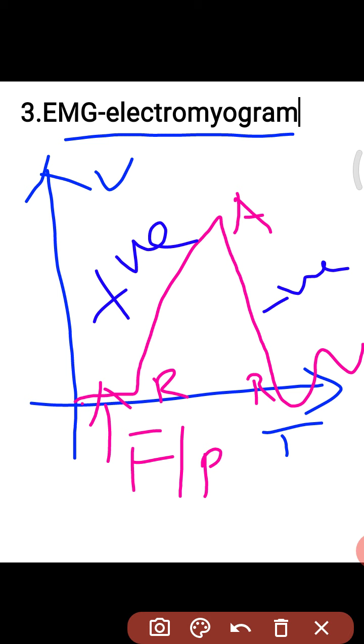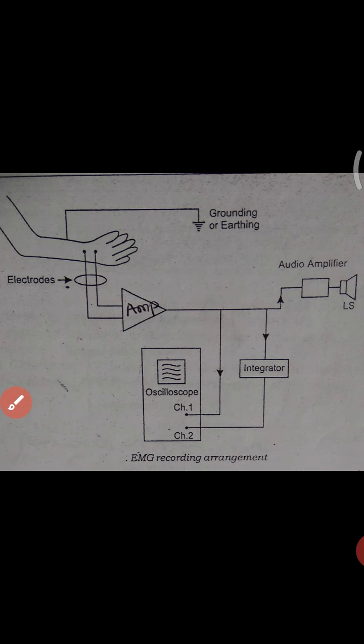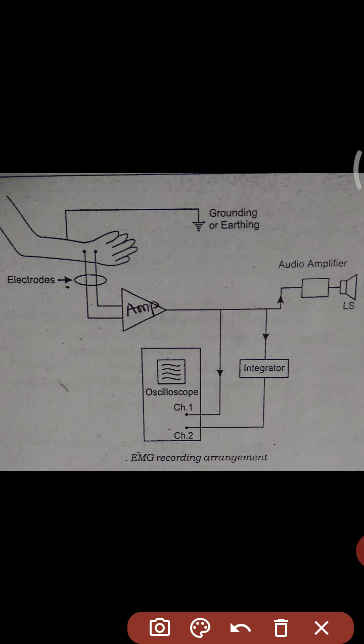In this case, the muscle contraction gives bioelectric potentials, which are amplified and displayed on the oscilloscope, and also made audible on the loudspeaker. Now let us see how to connect a myogram. This is the human hand. We connect the positive electrode and negative electrode, and this is the ground terminal, the three terminals of the amplifier, with the inverting and non-inverting terminals of the amplifier.